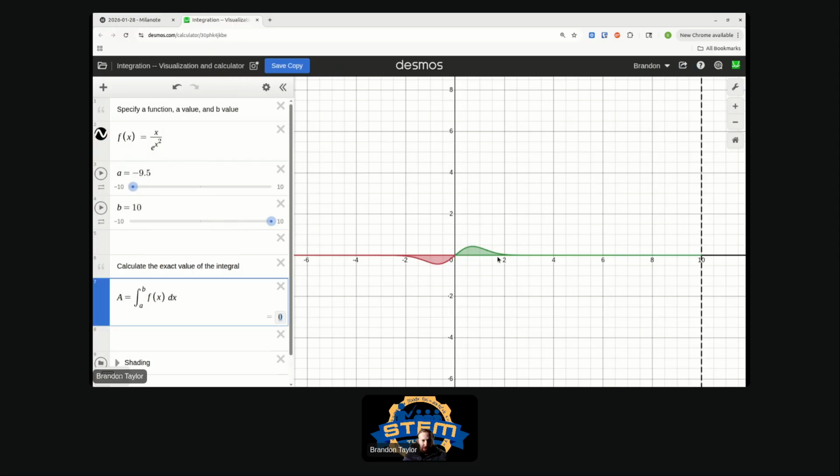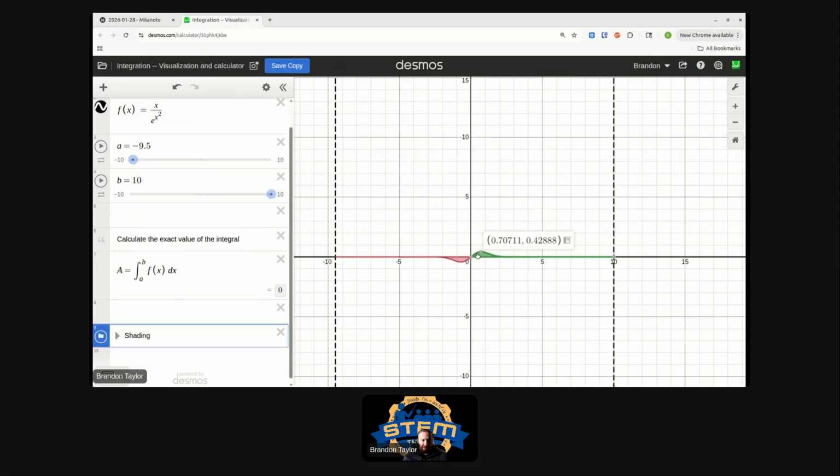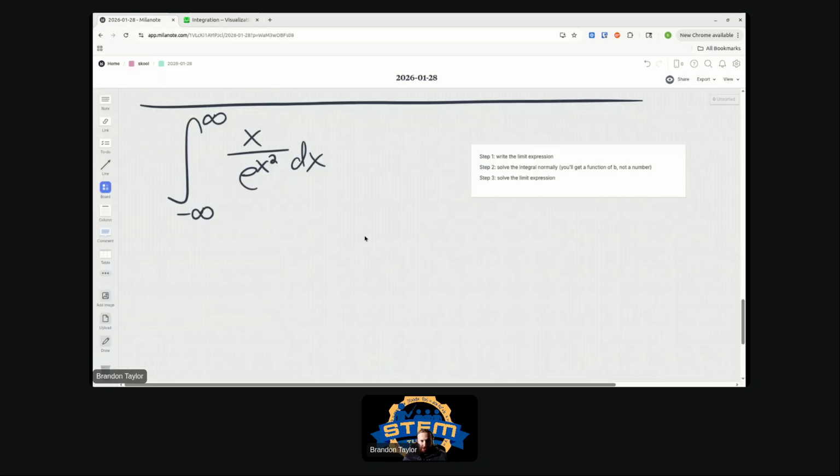It seems like the answer is 0 because it seems like it's kind of like the inverse of it. It cancels each other out, and I will say that is right. But here we can prove that numerically.